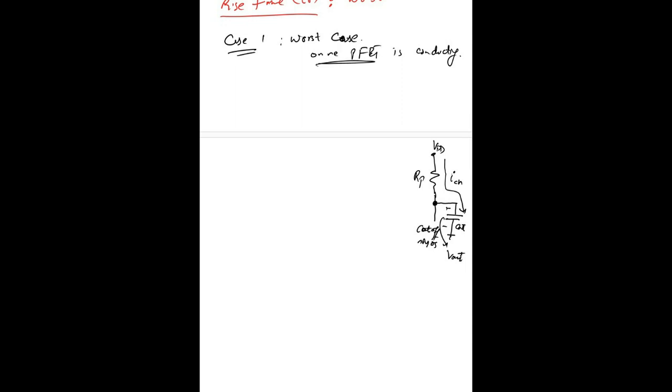So the Cout capacitor charges through the RP resistor, and this implies that this is an equivalent circuit of our inverter. We have seen this solution earlier, so we can write it directly: Vout of t will be equal to VDD times 1 minus e to the power minus t divided by tau P.